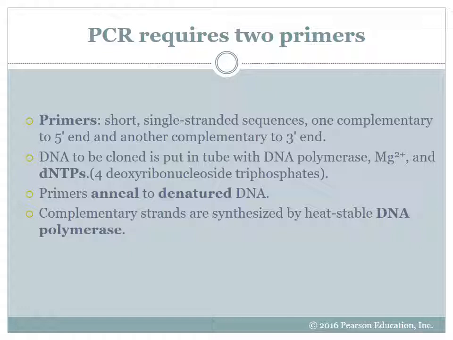PCR requires 2 primers. The primers are short single-stranded sequences, one complementary to the 5' end and the other complementary to the 3' end. The DNA to be cloned is put in a tube with DNA polymerase and the cofactor magnesium ion and 4 deoxyribonucleoside triphosphates, dNTPs. The primers anneal to the denatured DNA, and the complementary strands are synthesized by heat-stable DNA polymerase.